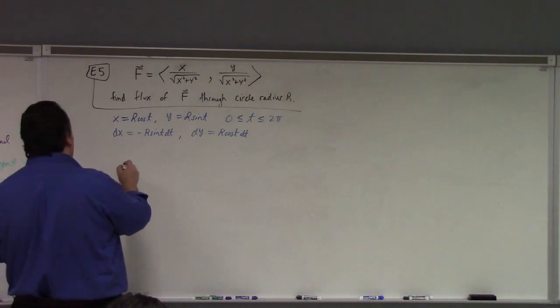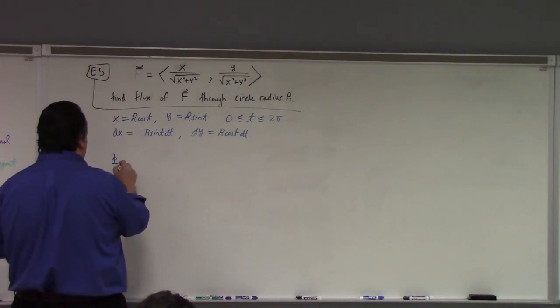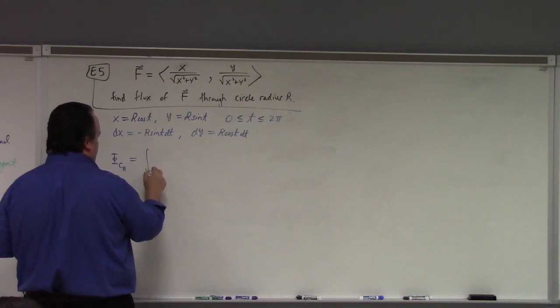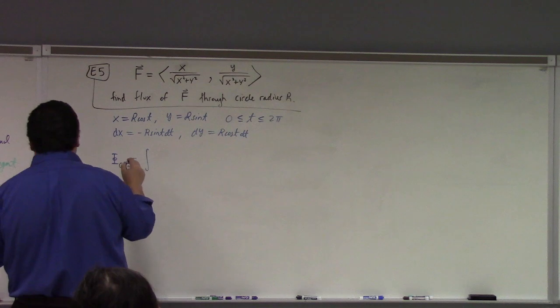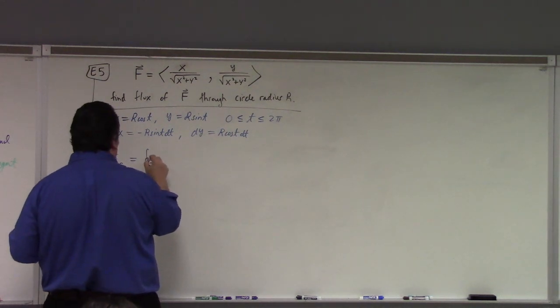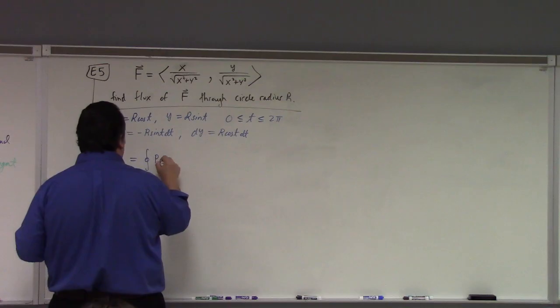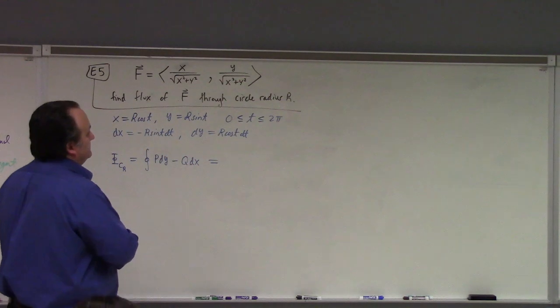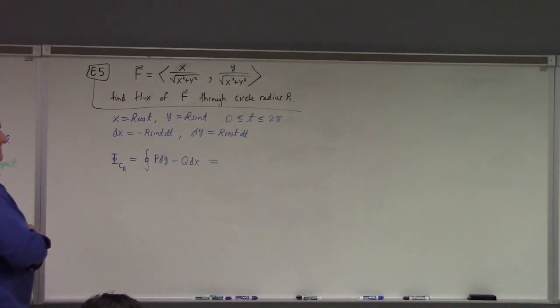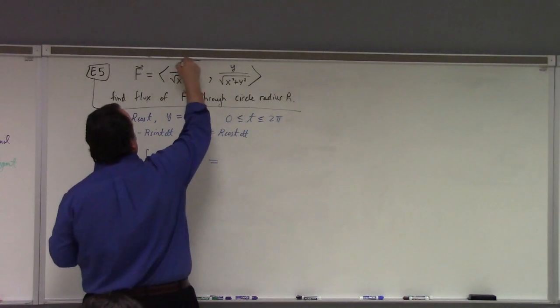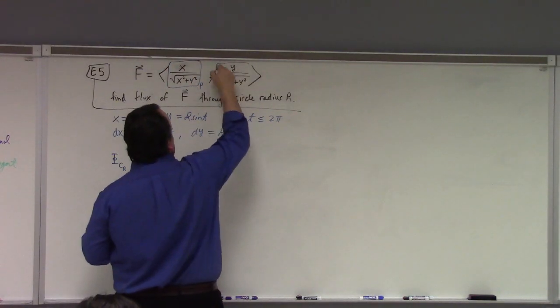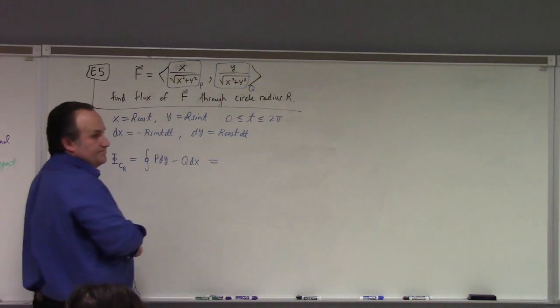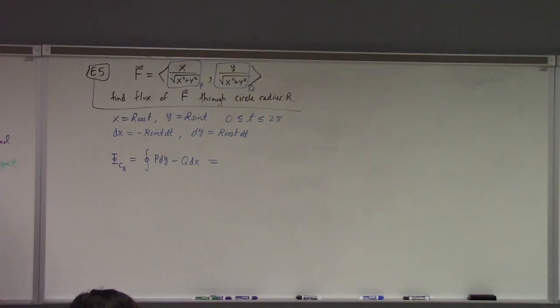Okay, anyway, so the flux, if we choose to calculate it for the circle of radius r, is going to be equal to the integral of p dy minus q dx, right? But how does that work out here? This is p, and this right here is q. So what happens when we plug in the parameterization for p?